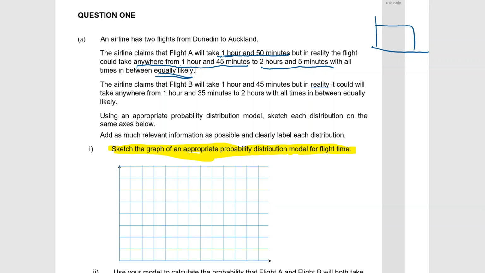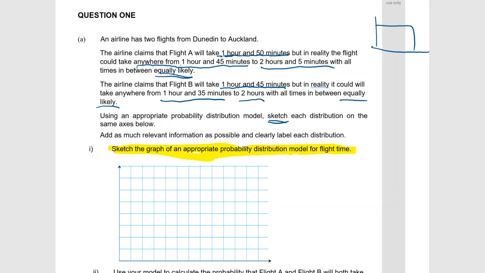The airline claims that flight B will take 1 hour 45 minutes, but in reality it could take anywhere from 1 hour and 35 minutes through to 2 hours, with all times in between, again, being equally likely. Using an appropriate probability distribution model, sketch each distribution on the same axes below. We're going to need a scale here, and when you're using hours and minutes that gets a bit tricky. So what would be an easier way to express the time scale, do you think?